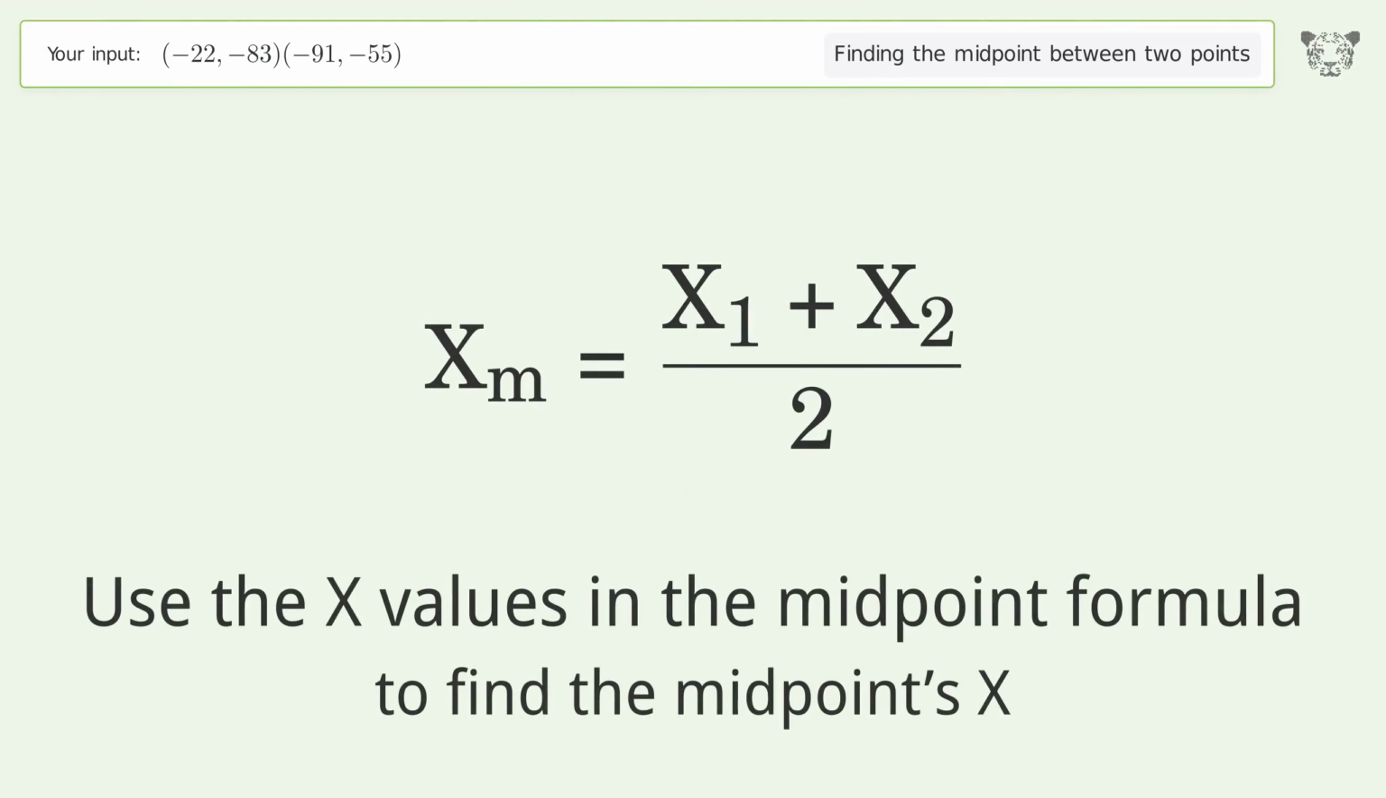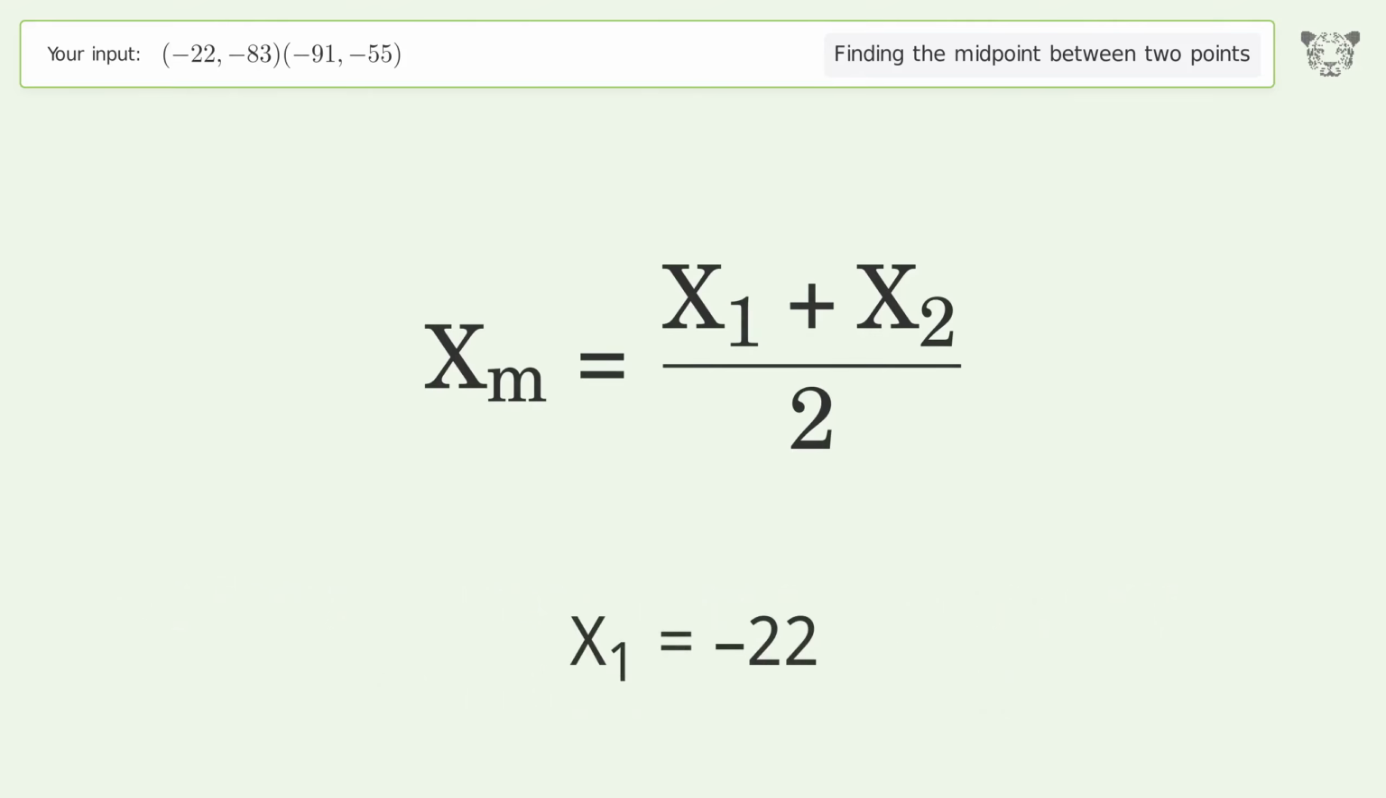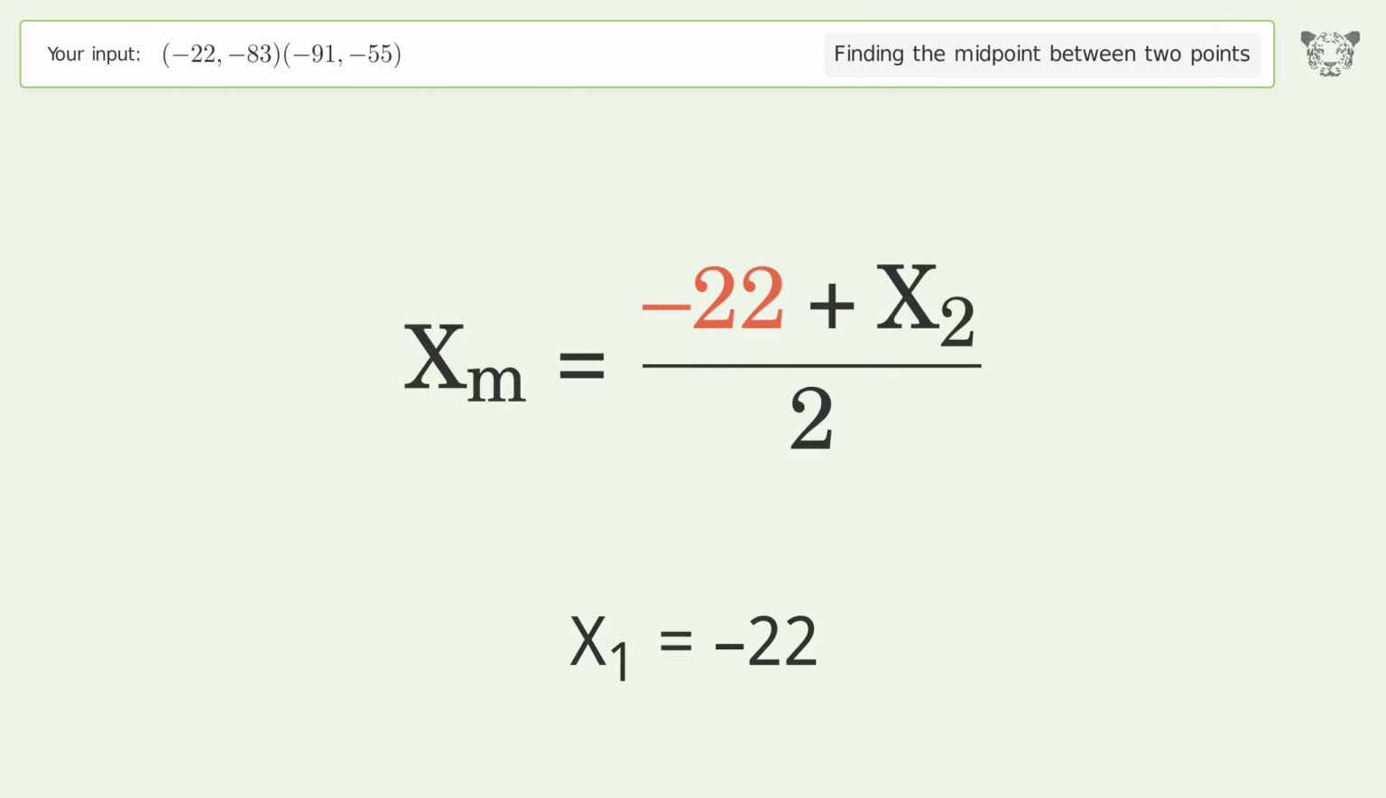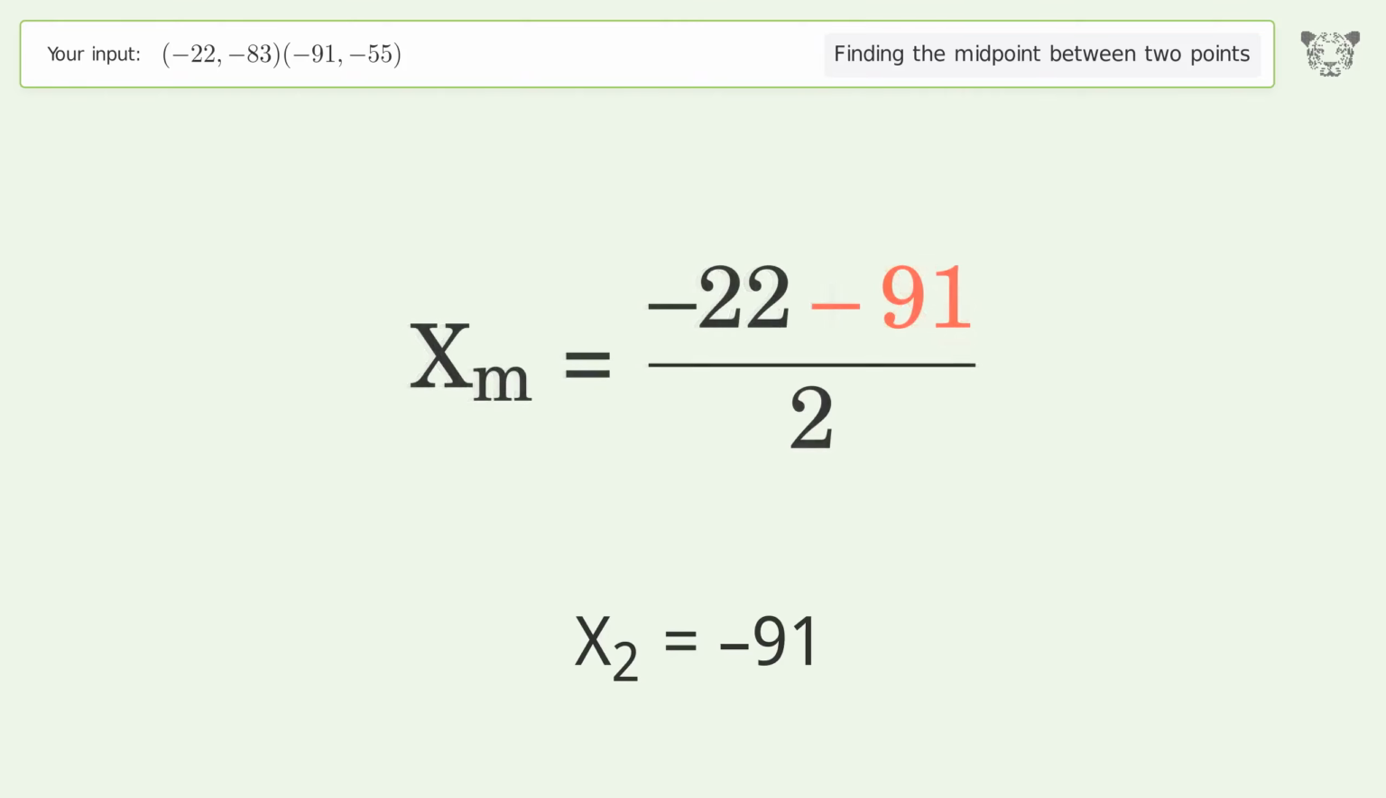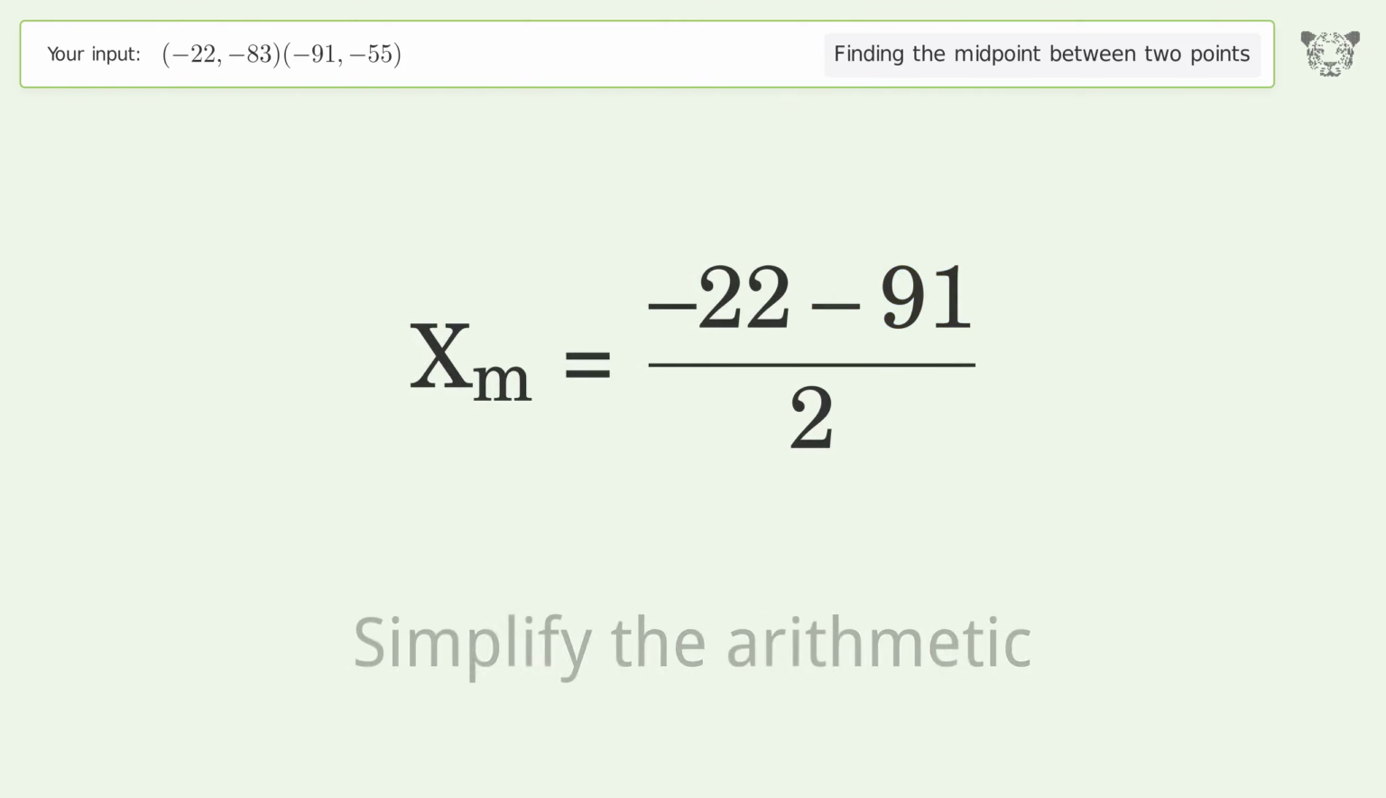Use the x values in the midpoint formula to find the midpoint's x. x1 equals negative 22. x2 equals negative 91. Simplify the arithmetic.